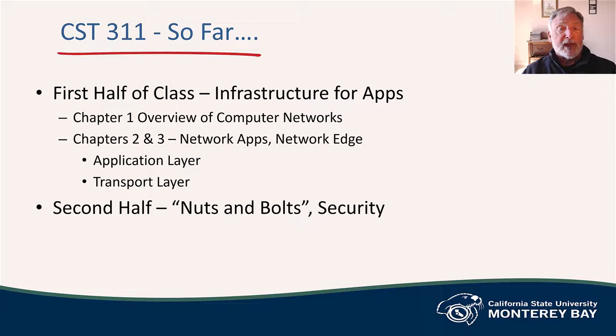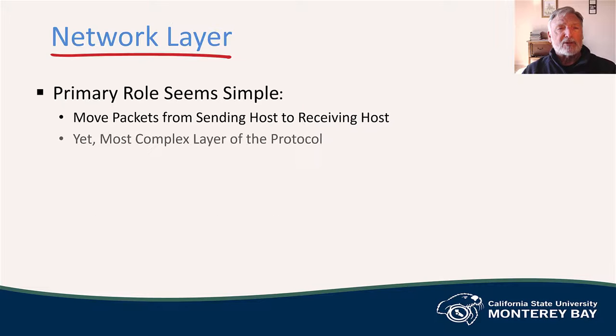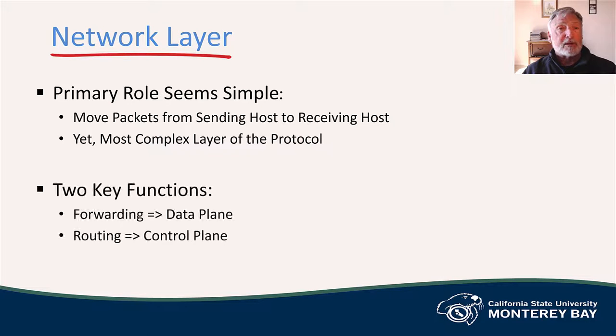So now we're in the last half of the class, where we'll turn our attention to the second perspective of the Internet, the nuts and bolts details. During the next 2 weeks, we'll delve into the network layer. This is the network's core. The network layer's job appears simple. Just move packets from the sending host to the receiving host. But this layer is probably the most complex of the entire protocol stack. To do this work, the network layer has 2 primary functions, forwarding and routing.